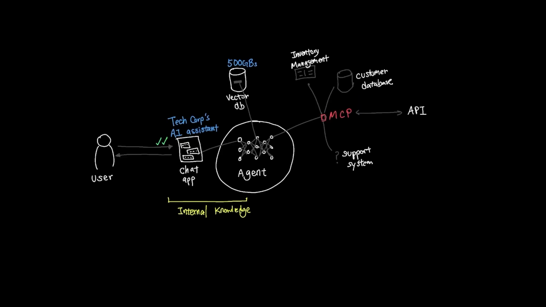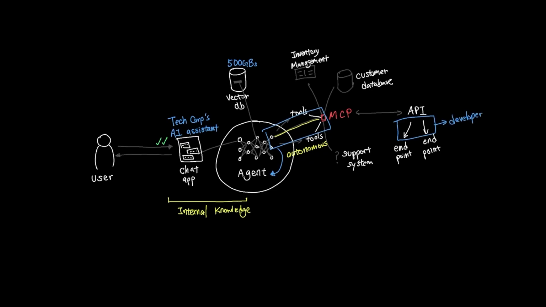MCP functions like an API, but with crucial differences that make it perfect for AI agents. Traditional APIs expose endpoints that require you to understand implementation details, leading to rigid integrations tied to specific systems. MCP doesn't just expose tools. It provides self-describing interfaces that AI agents can understand and use autonomously. The key advantage here is that unlike traditional APIs, MCP puts the burden on the AI agent rather than the developer. So when you start an MCP server, an instance starts and establishes a connection with your AI agent.